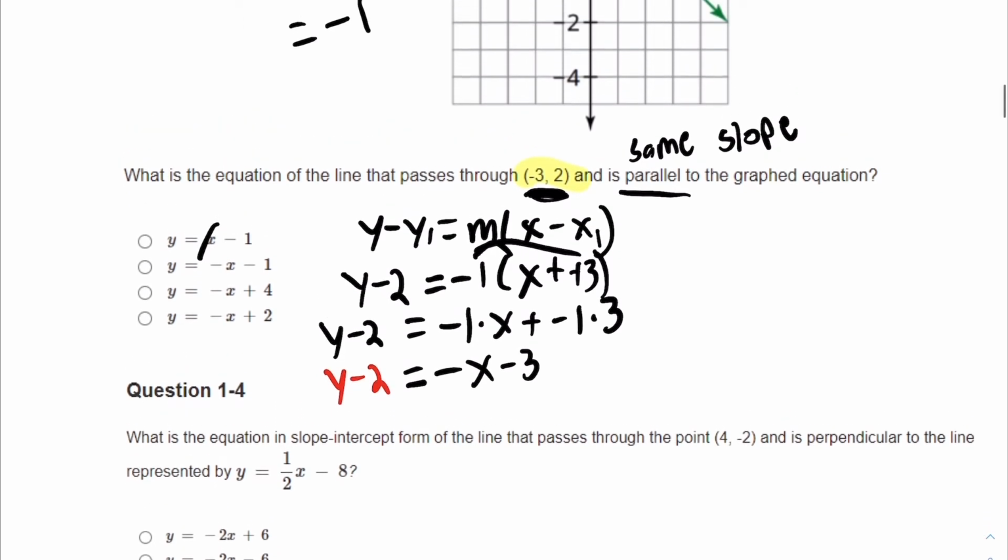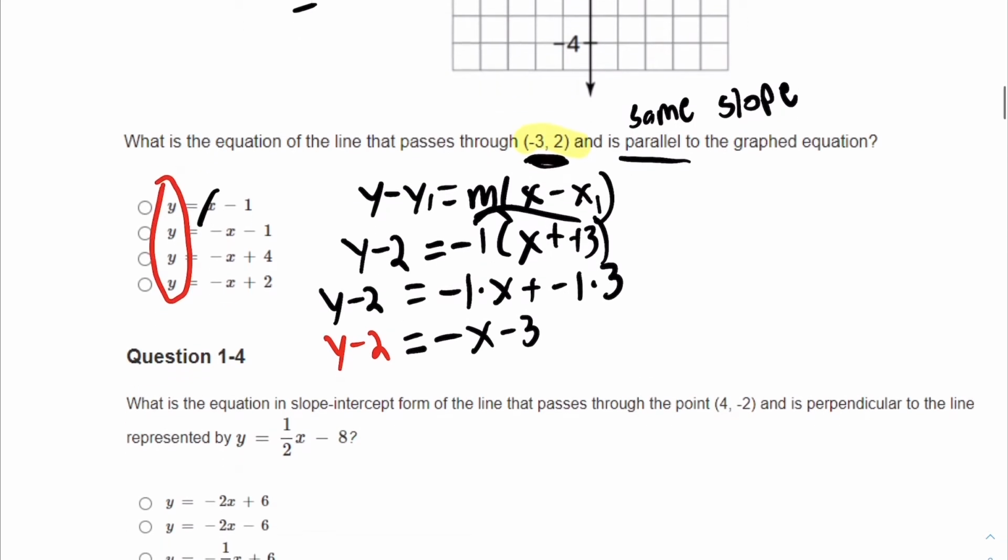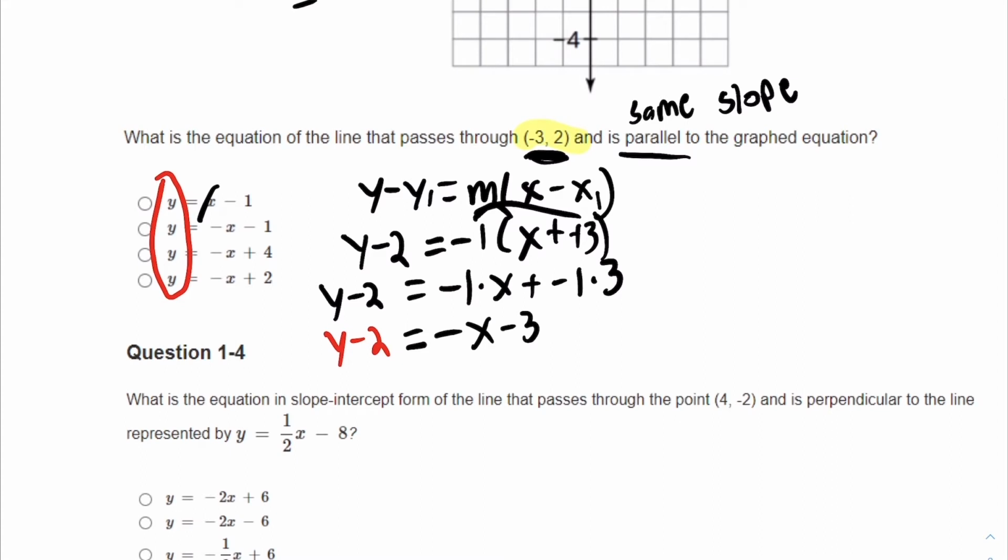If you look at all the answer choices, none of them have anything next to y, so we need to cancel out the -2 by doing the opposite, which is to do a +2. That makes it cancel out on the left, and on the right side we have a -3 plus 2, and that's going to leave a -1. So our final answer is going to have y equals -x minus 1, which is the second choice.